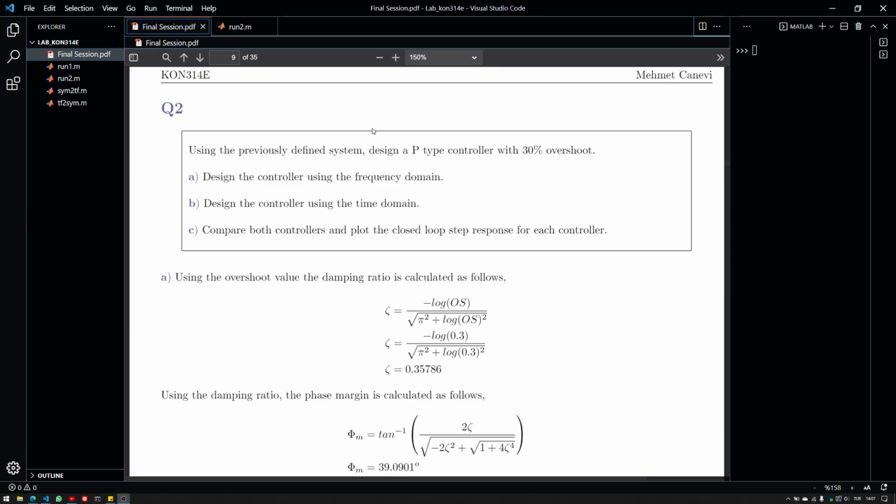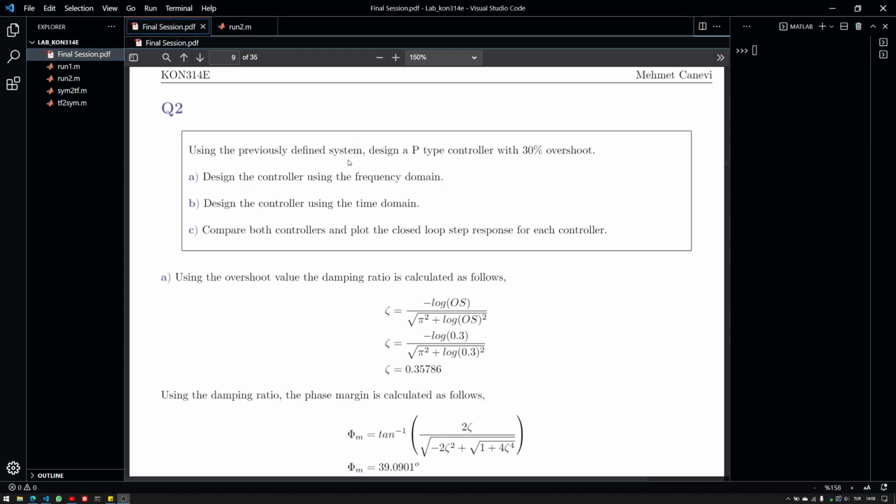This is part 2 of our mini-series for the final session. Previously we've defined the stability interval of a p-type controller. Now, in this question we will look for 30% overshoot closed loop step responses. And again, we will use the time domain and the frequency domain in order to compare them a little bit and to review these design methods.